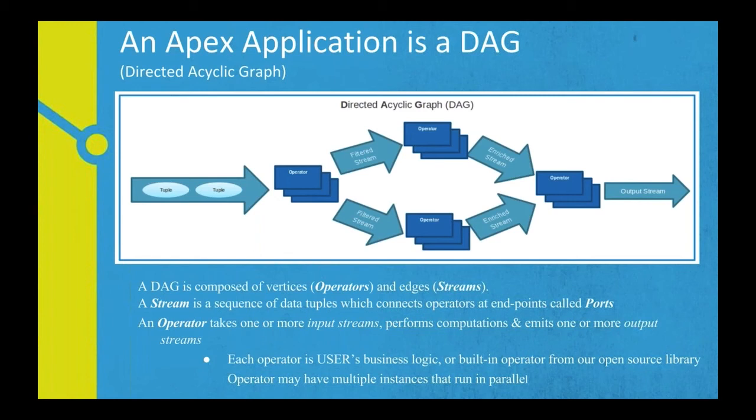What's an Apex application? An Apex application is a directed acyclic graph. Consider the components: vertices, edges, and the meeting point of vertices with edges. The vertices can be referred to as operators, and the edges can be referred to as streams. Where the vertices and the edges connect, that is where the ports come into the picture.